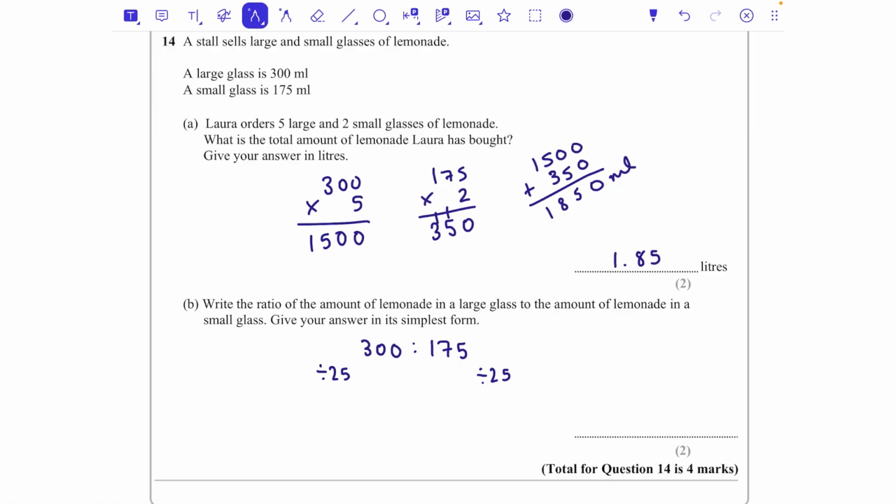So how many 25s go into 300? Well, we know that 4 25s makes 100. So that's going to be 12. And on the other side, 25, 50, 75, 100, and then 25, 50, 75. So that's going to be 7 on that side there. Just checking, 12 and 7 don't have any more common factors other than 1. So we're all good there. That would be my final answer, 12 to 7.